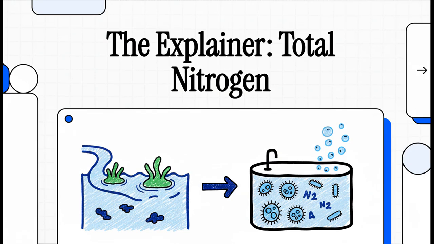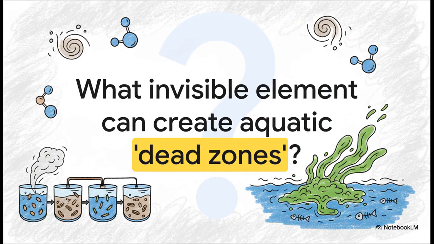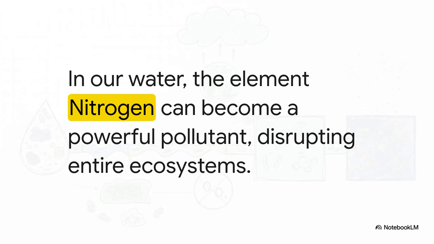Today, we're going to dive deep, and I mean deep, into our water to talk about a substance that's totally invisible but has this huge, powerful impact on the health of our environment. So let me just start by asking you a question. What invisible element, one that's literally essential for life, can also become a pollutant so powerful it can create these vast underwater deserts, places we call dead zones? And the answer, the star of our show today, is nitrogen.